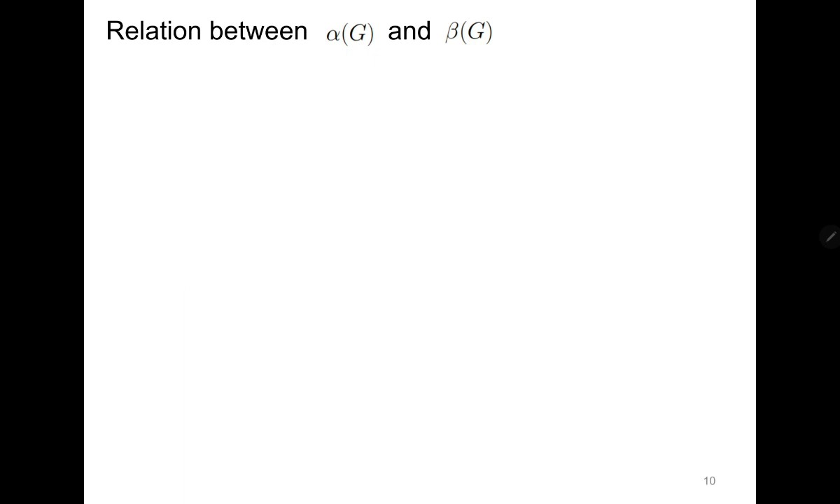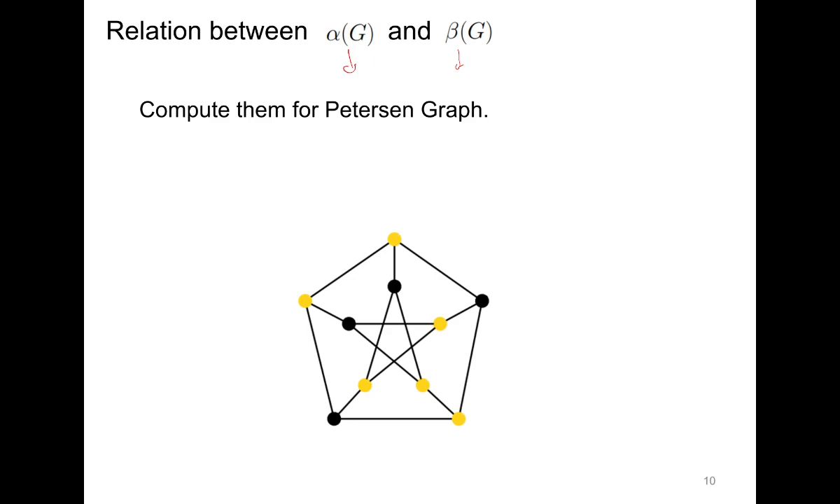One more interesting question is: what is the relation between alpha G and beta G? Alpha G is the independence number, beta G is the vertex covering number. To conclude, again recall the Petersen graph, and for the Petersen graph we already found that beta G is equal to 6. Can you try to compute alpha G for the Petersen graph? If you try to compute it, you will observe that it comes out to be 4.